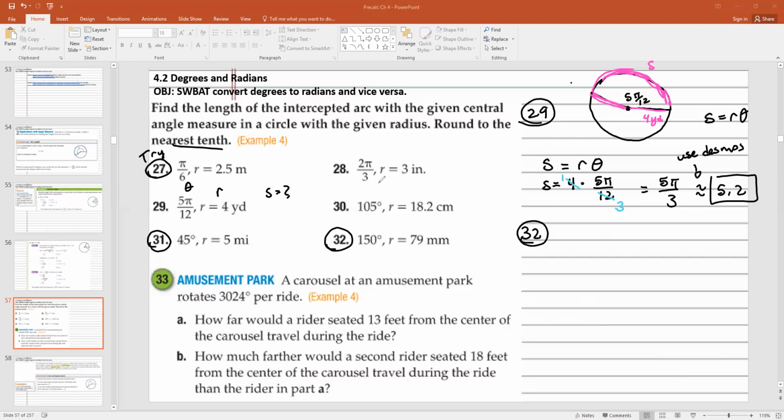All right, so we did one with radians. That's fine. You just multiply the numbers that they gave you. Now for 32, what this one looks like is you have a circle with your center there, and the radius is 79 millimeters. And then 150. 150 is close to 180, but not quite, so it's going to be right there. So this is 150 degrees. We want to find s, the arc length.